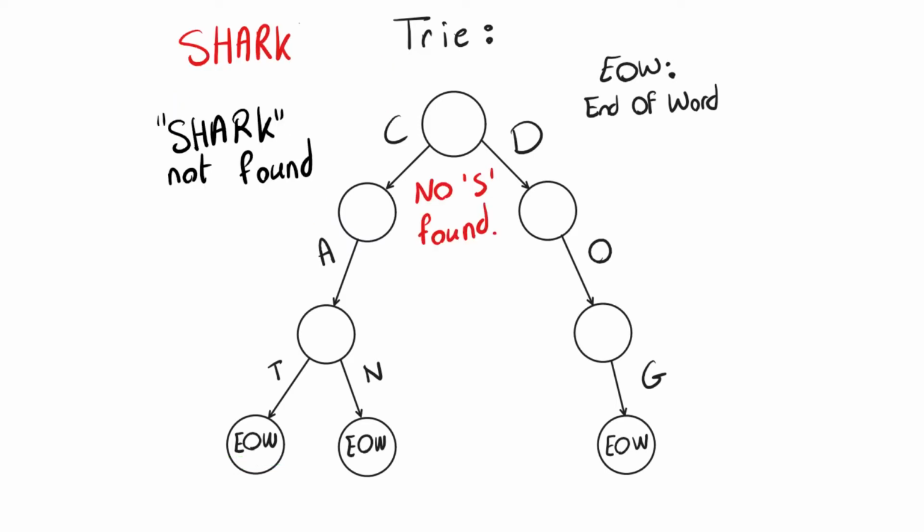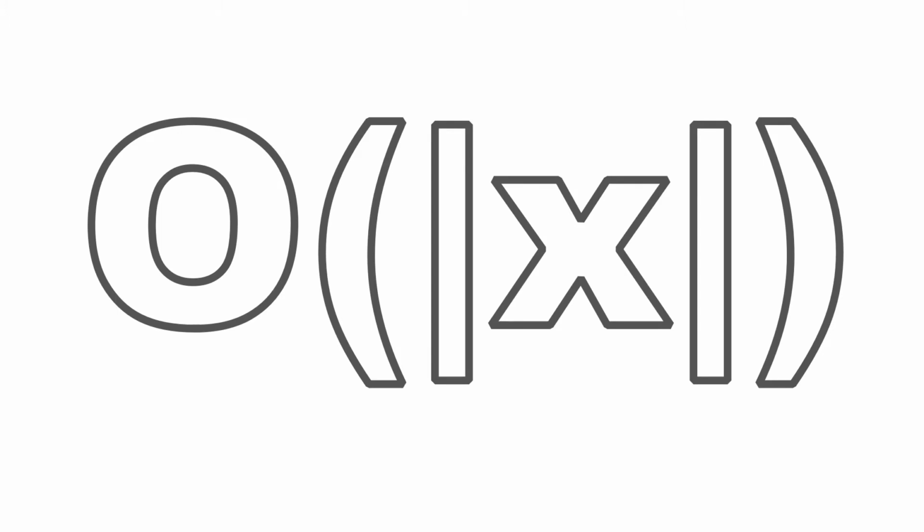Let's search for the word shark as another example. We can see there is no link to the letter S, hence shark is not found in the set. Time complexity of this method is big O of x, the length of the given string.